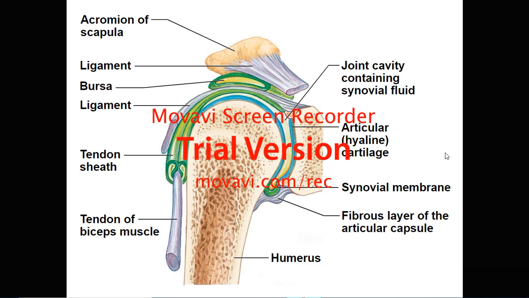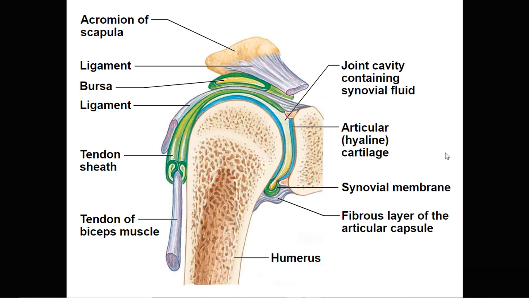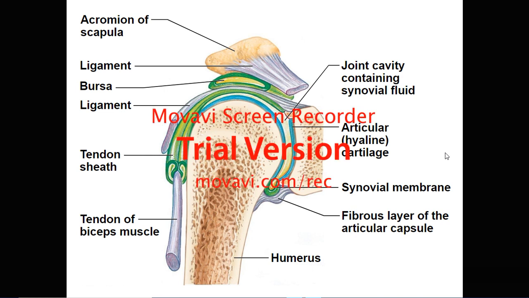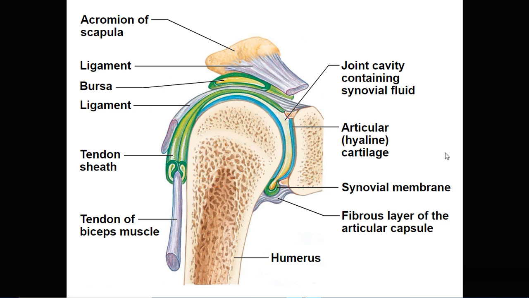Bursa are essentially flattened fibrous sacs lined with synovial membrane, which is going to secrete a thin film of synovial fluid. And you're going to find bursa in places where ligaments, muscle, skin, tendons, or bones rub together. So again, think of bursa as a bag of lubricant.